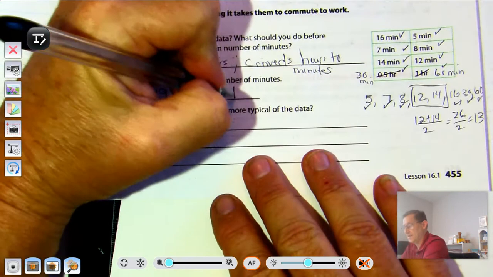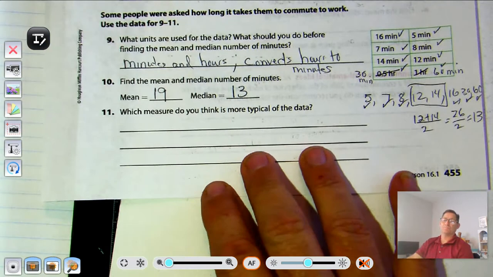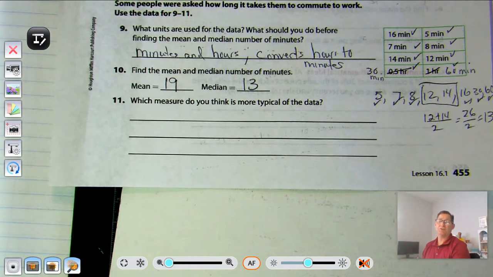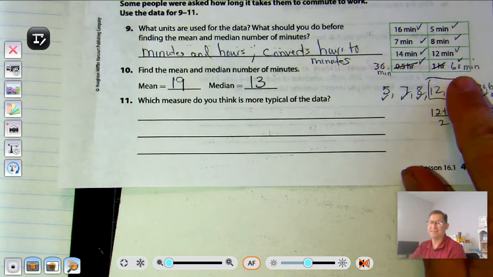13 is the median. Which measure do you think is more typical of the data? Well, we do have a couple that kind of inflate the mean, right? The 30 minutes and the 60 minutes. The 60 minutes really inflates it.